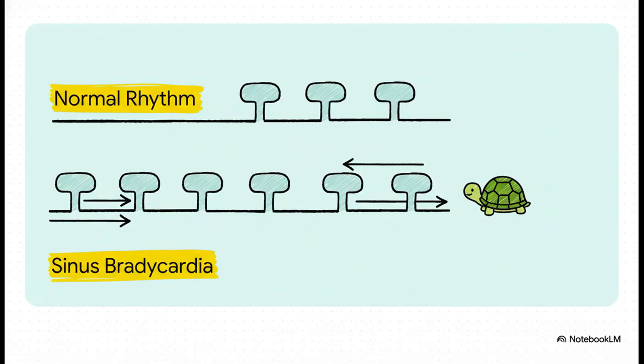And here, we have the exact opposite problem, sinus bradycardia. Brady just means slow. Here, the heart rate drops below 60 beats per minute. On the ECG, you can literally see those wide gaps between the beats. The story is just unfolding way too slowly.